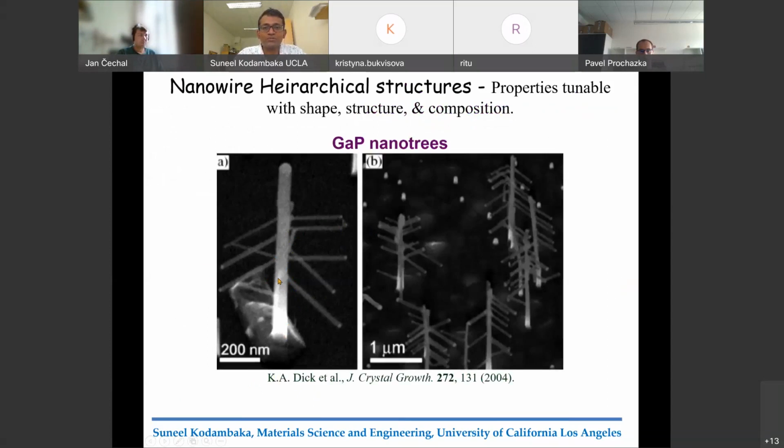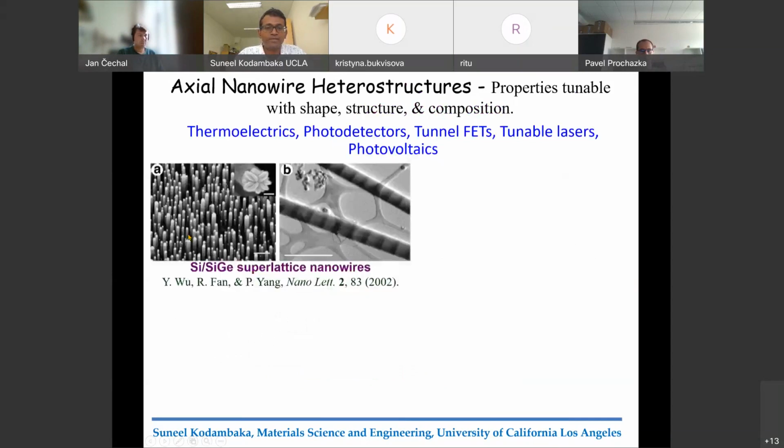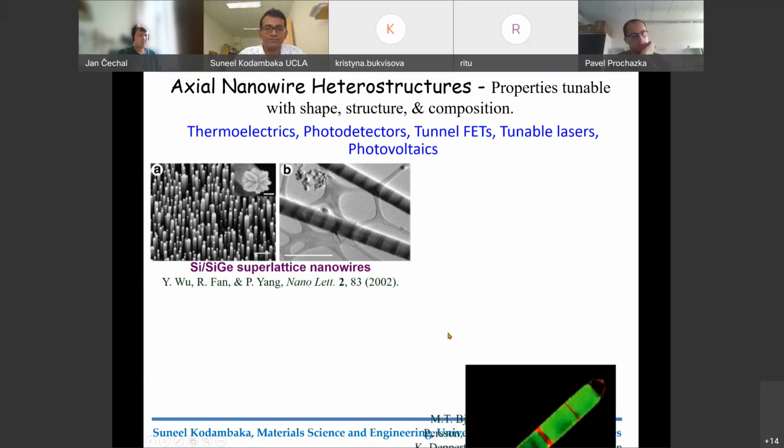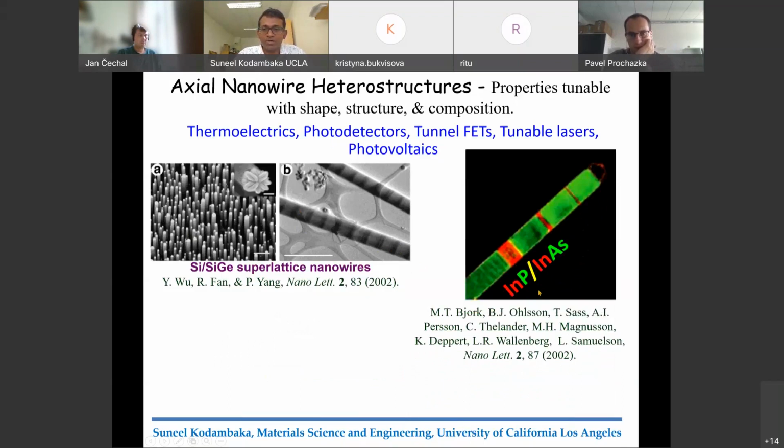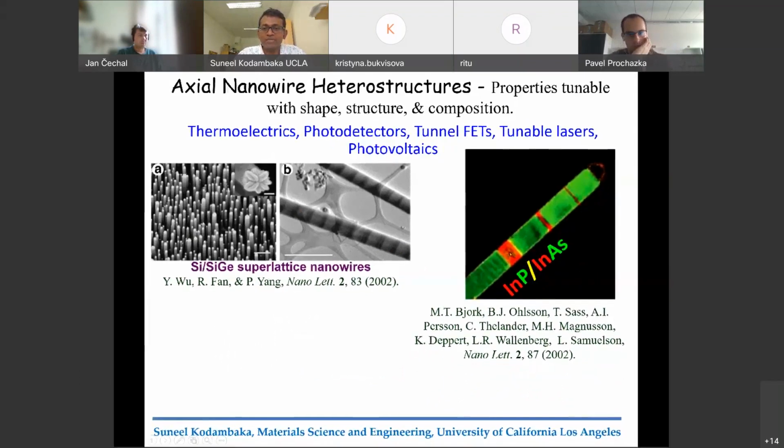And most of these wires are grown using a catalyst, and I'll come to that in a few minutes. And you can add another catalyst and grow these branch structures as well. And you can also do controllable growth of these axial heterostructures where you can have silicon, germanium, superlattice nanowires. And you can have quantum dots of one material embedded within another material.